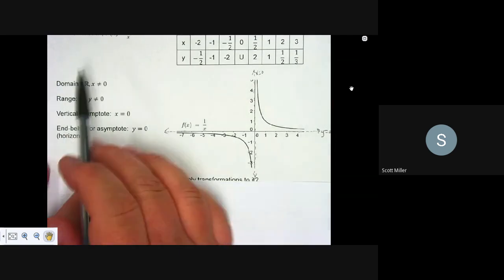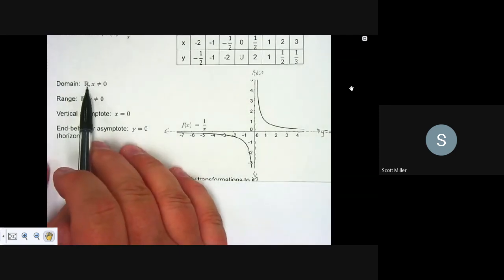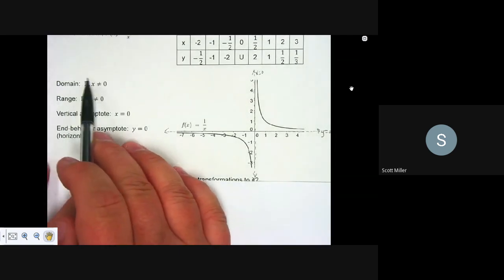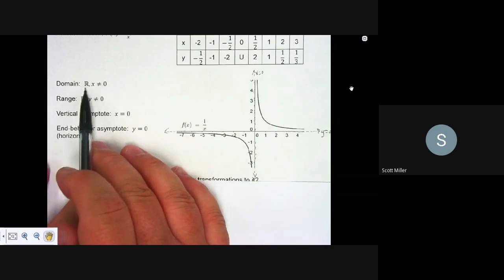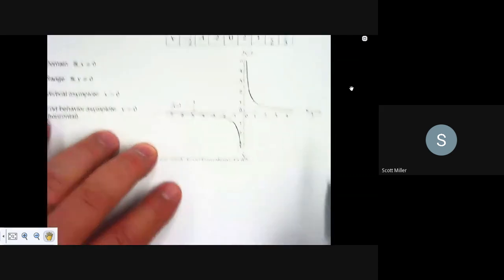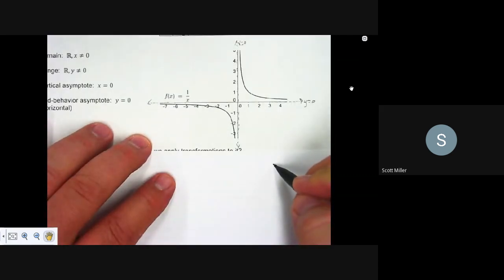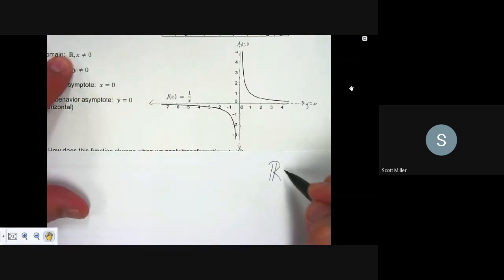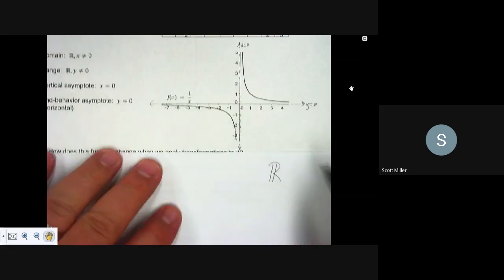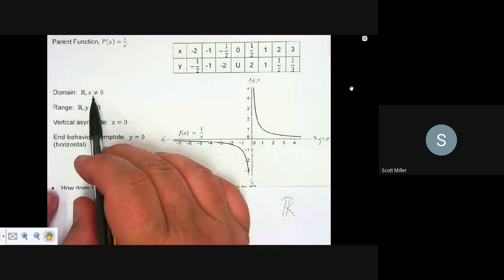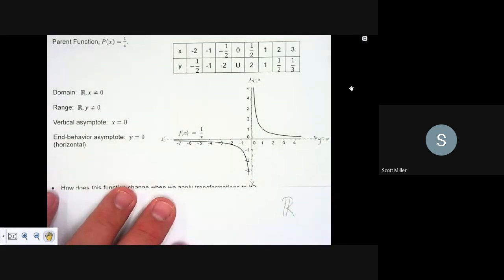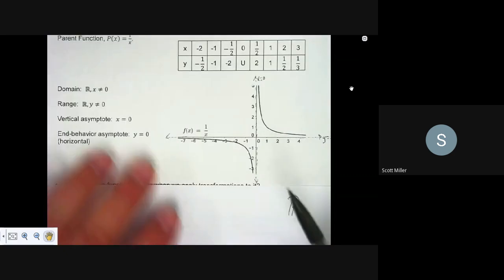So if you look at my domain over here, the domain is all the real numbers, and that's what that symbol here means, all real numbers. And you can write it yourself by simply using a fancy R that looks like this, a double line and then a capital R. This means the same thing as that. It means the phrase all real numbers. So all the real numbers, x cannot equal 0, is my domain. Because I can plug in any number I want.